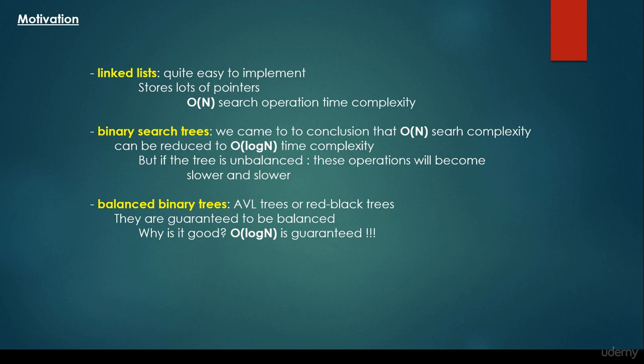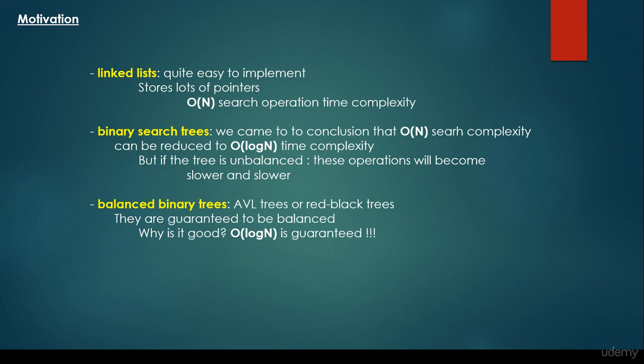We have been talking about linked lists. We came to the conclusion that it is quite easy to implement a linked list in Java or C++ or Python, whatever. Maybe the disadvantage of linked lists is that they store lots of pointers, because we have to store a reference to the next node in the linked list. And we have been discussing that O(n), so linear time complexity, can be achieved for a search operation, for example.